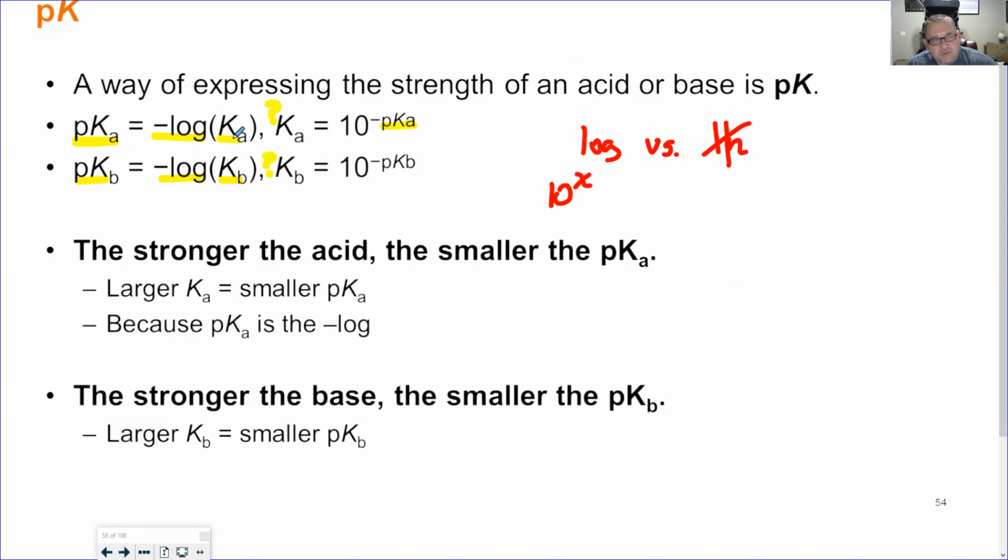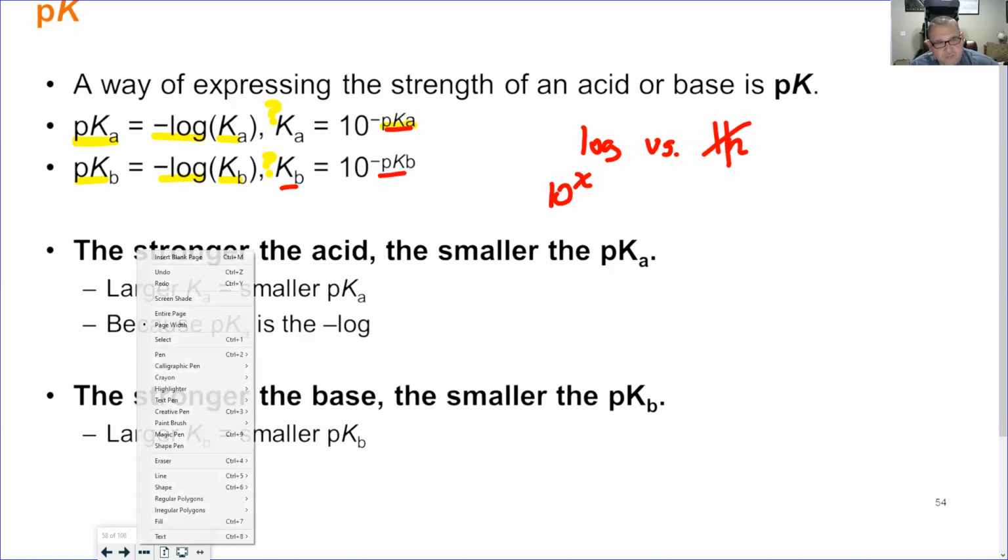So when we want to get rid of something that we've taken a p function of, or undo that p function, it's 10 to the minus whatever the p function is for that term. So Ka is 10 to the minus pKa. Kb is 10 to the minus pKb.